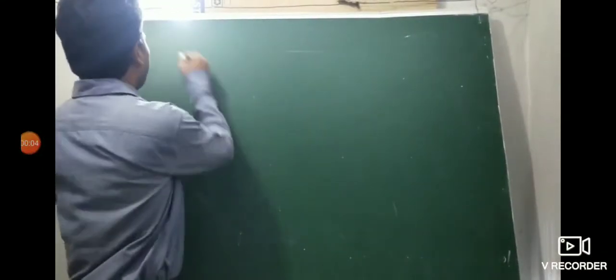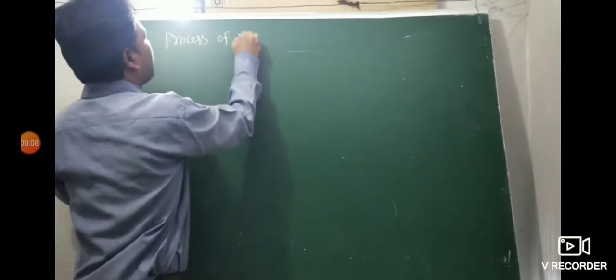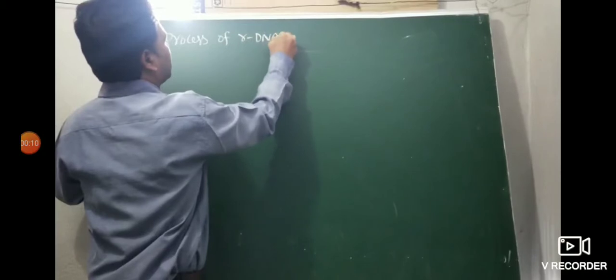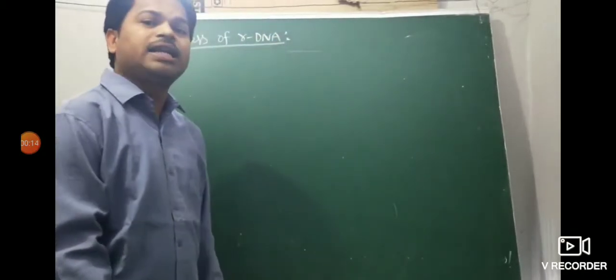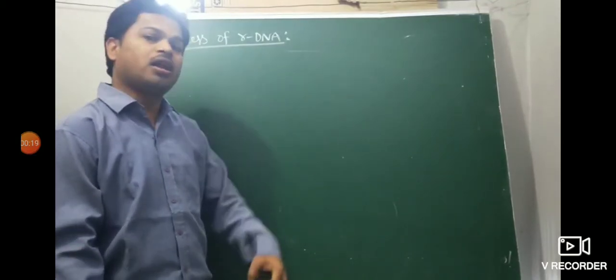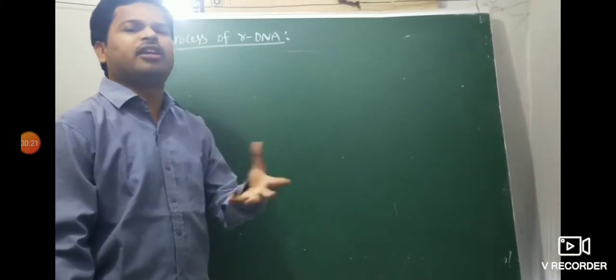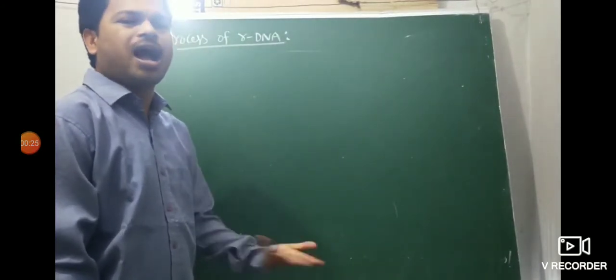Good evening. Today we are going to discuss the process of recombinant DNA. Recombinant DNA, or rDNA, is also called chimeric DNA, cDNA, or hybrid DNA. Different forms: rDNA, chimeric DNA, cDNA, hybrid DNA.